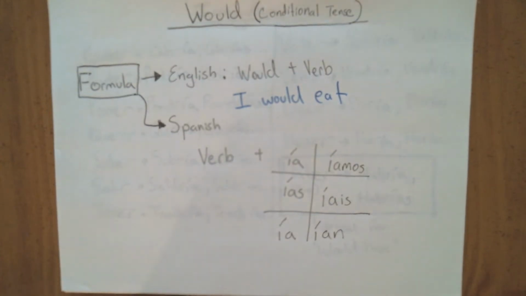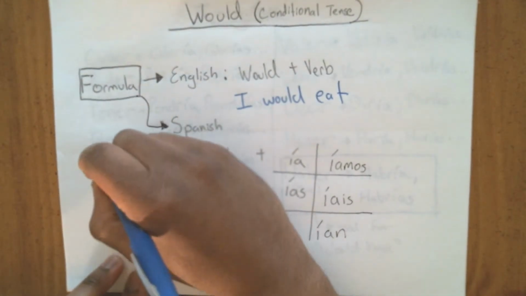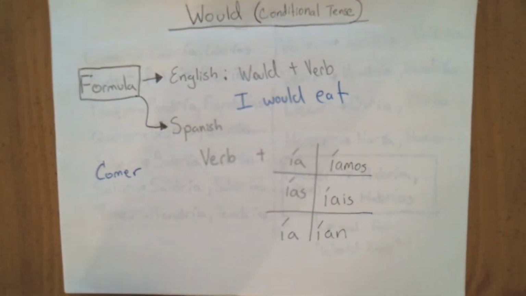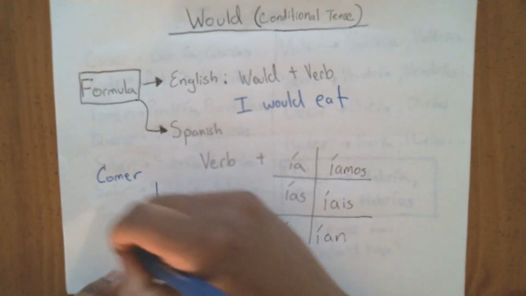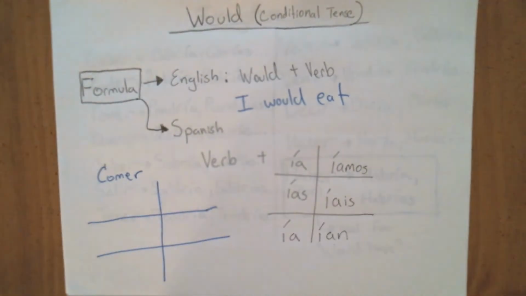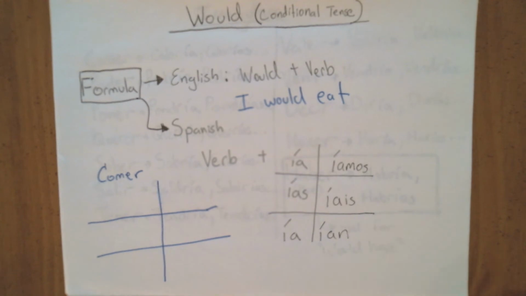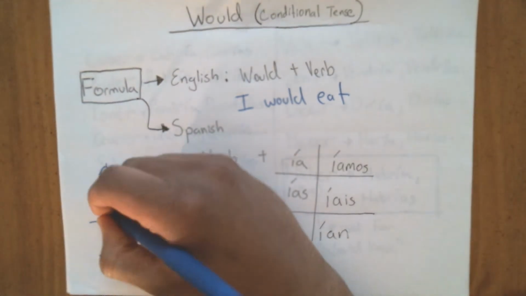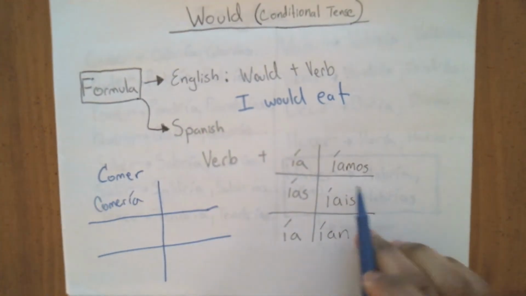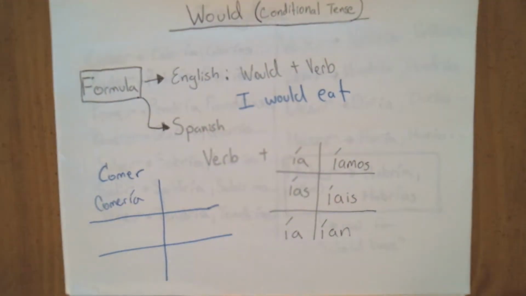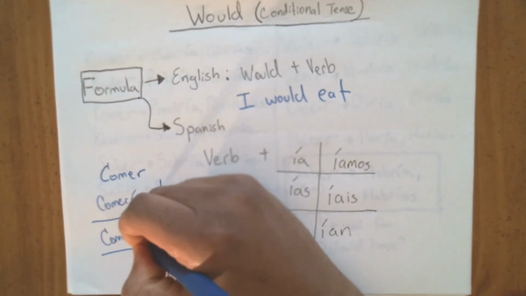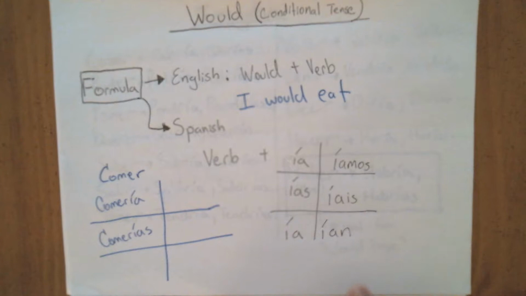Let's take a verb and I will show you exactly what I mean. Let's take the verb comer, all right? Comer meaning to eat. So let's draw our 6 box. So we already have the verb comer, and so all we really do is just add these endings in order to get our conjugation. So comería, just adding that ending, means I would eat. Then there's comerías, meaning you would eat.